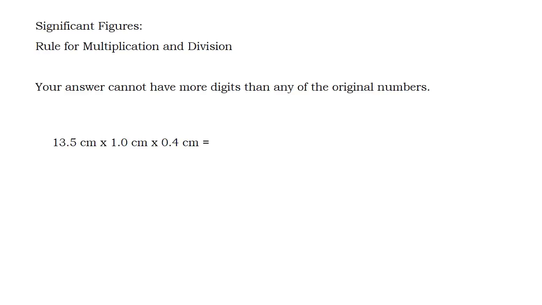So let's do an example. We have 13.5 centimeters times 1.0 centimeters times 0.4 centimeter. When I plug that in my calculator, I get 5.4. When I think about how many significant digits I need to round to, I first look and see how many are in each number. So 13.5 has 3 sig figs, 1.0 has 2, and 0.4 has just 1. That means my final answer should only have 1. So I need to round it from 5.4 cubic centimeters to 5 cubic centimeters.